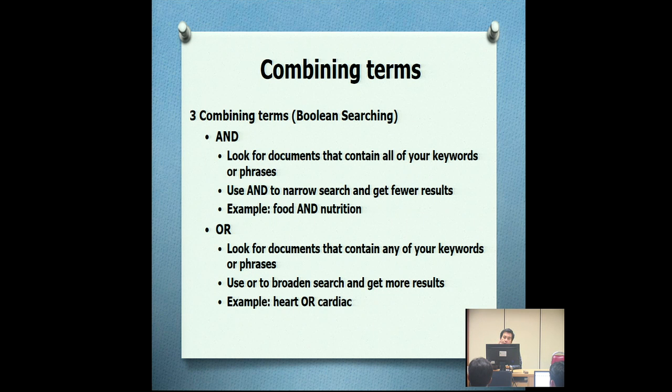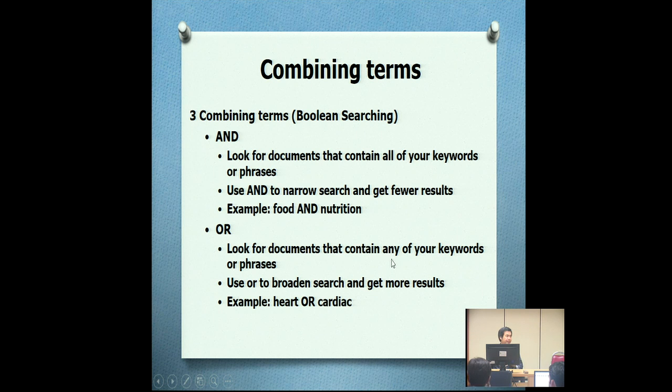Suppose you are looking for female or male or girl or boy or kid or something like that. This is how you get the broadened results. Suppose you have synonyms, like heart or cardiac, female or woman. This means you want to find documents that contain at least one word.